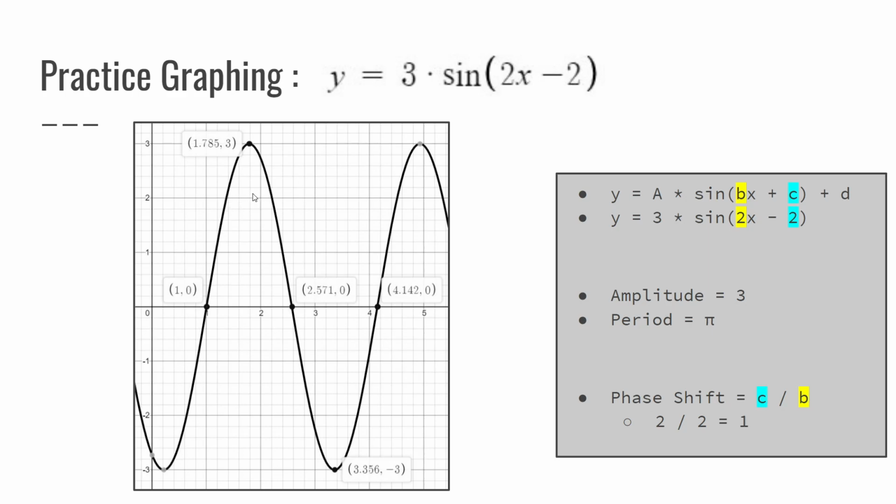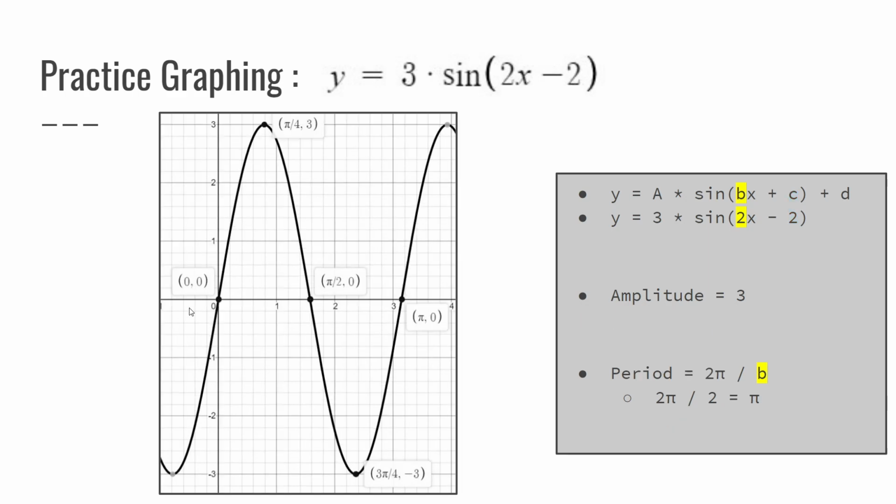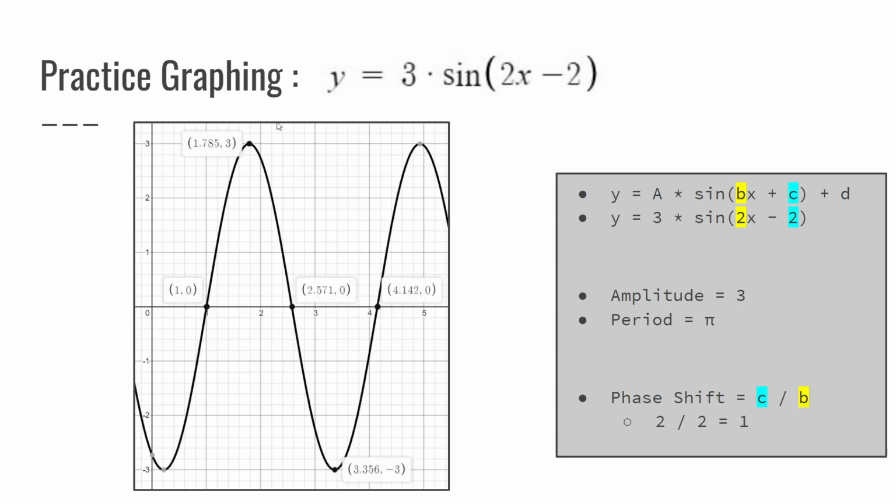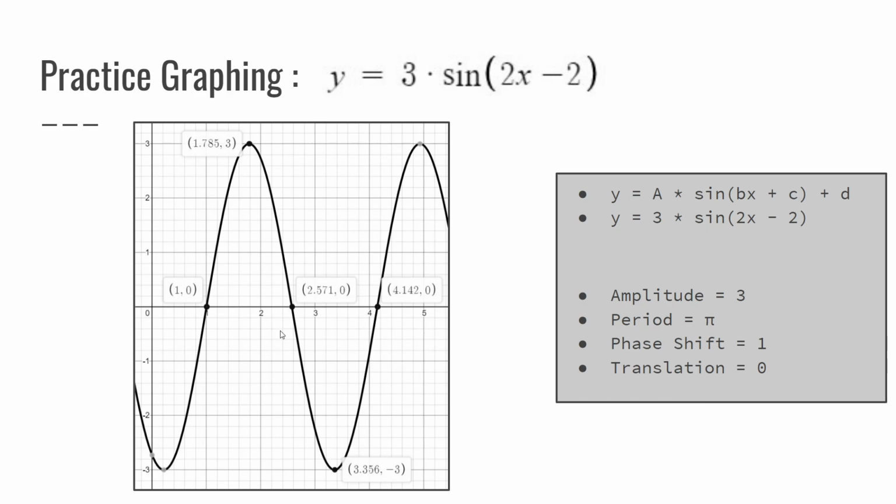Sadly, if you're using a graphing calculator like Desmos, it won't show your points anymore, but this point right here, it's just 0 plus 1, right? And then the top point should be pi over 4 plus 1. The middle point is just pi over 2 plus 1, and this last point right here would be pi plus 1, which makes sense, right? 3.14 becomes 4.14. So perfect, that is sine. And once again, vertical translation is 0 because there is no d value.